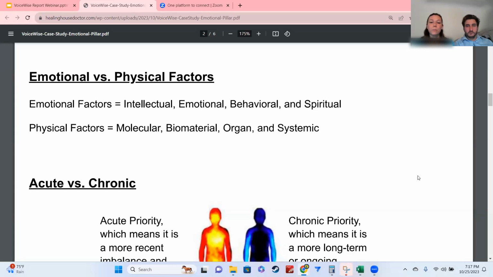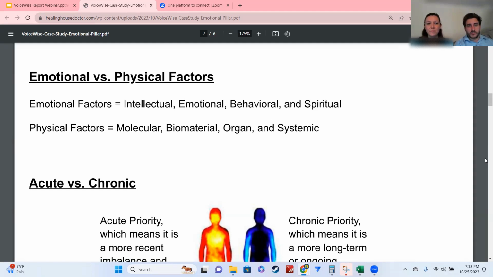If you find yourself repeating the same behavior or habit over and over again, even though you know it's probably not the best thing for you, that would be a behavioral emotional influence. And then spiritual is when we feel like we're fulfilling our purpose or we're connected to something greater than ourselves. It's just a much deeper sense of knowing who we are. And stress, like that.